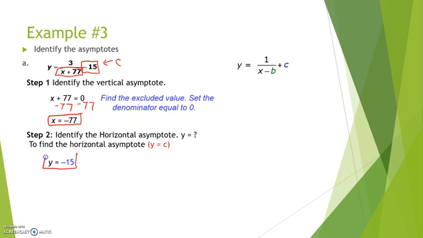So my final answer for the second example is that my vertical asymptote is x equals negative 77, and my horizontal asymptote is y equals negative 15. So when you graph these radical functions, the jump is going to take place where x is at negative 77 and y is at negative 15.